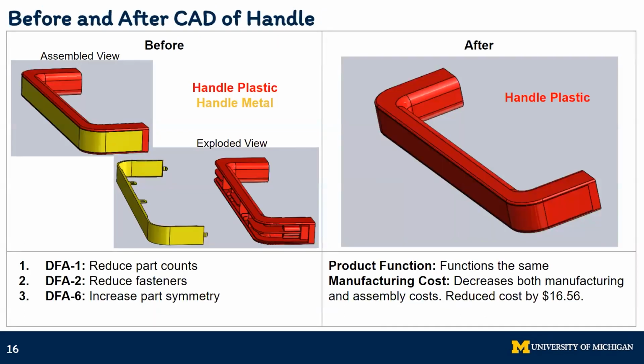One simple redesign for assembly we considered is the combination of the handle plastic and metal into just one handle piece made of plastic, as plastic will be cheaper and easier to manufacture. This redesign follows DFA Rule 1 by reducing the part count from 2 to 1, DFA Rule 2 by reducing fasteners through eliminating the need for fastening the handle metal to the plastic, and DFA Rule 6 by increasing part symmetry through eliminating the handle metal and making the entire handle look the same both from the top and bottom. As a result, from our redesign, the function of the handle is still met in the same manner, and the manufacturing cost decreases by approximately $16.56.